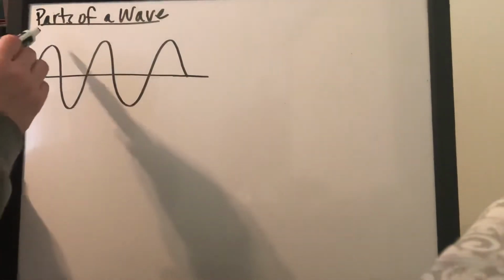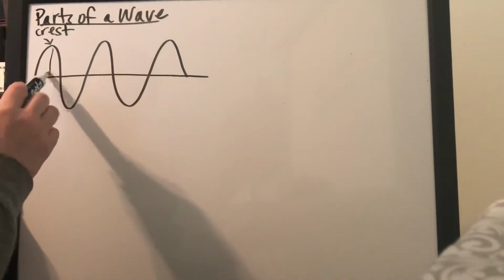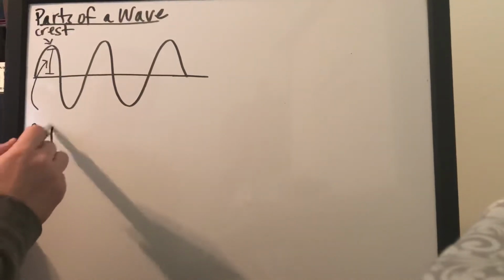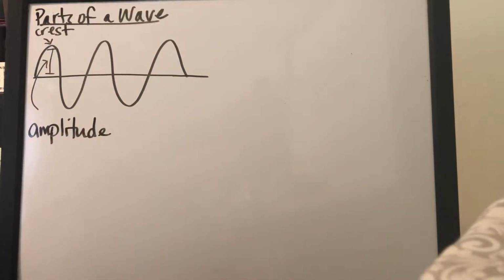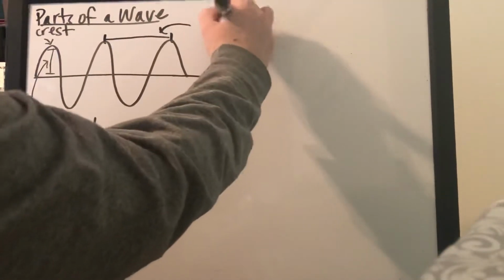All right, so the very top part of a wave right here, the peak per se, is called the crest. Okay, so that is the crest of the wave. There's a crest here, a crest here, a crest here. The height of the wave, so to speak, is referred to as the amplitude. Okay, so that's technically the height of the wave. The distance from crest to crest is referred to as the wavelength.